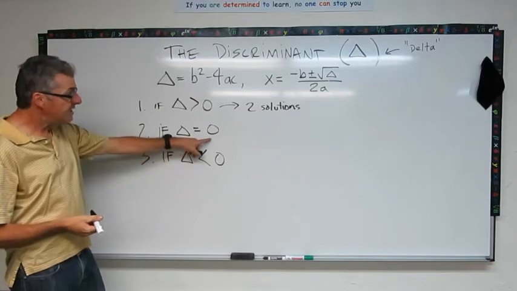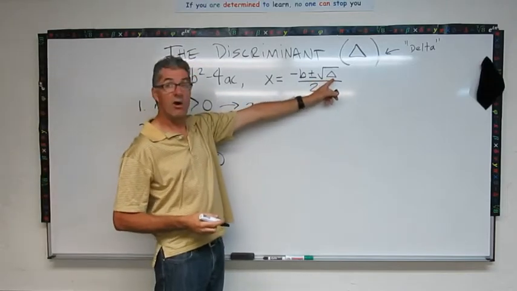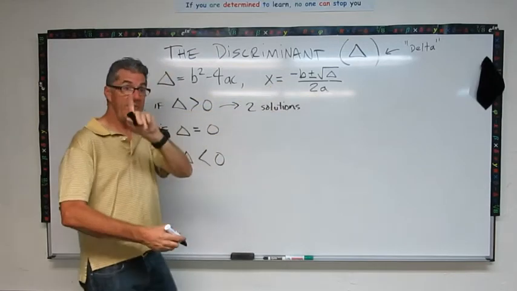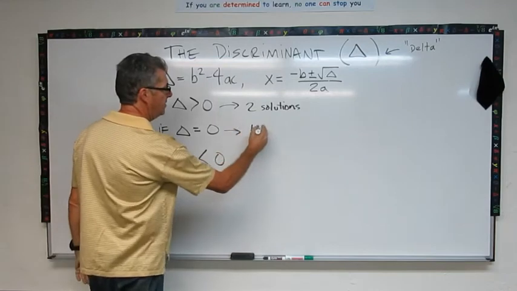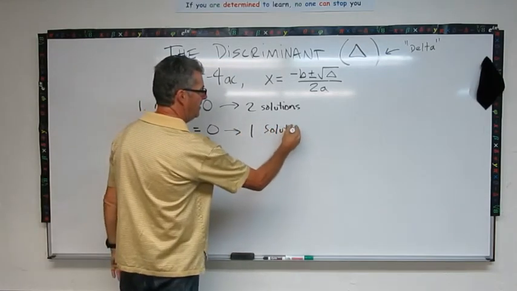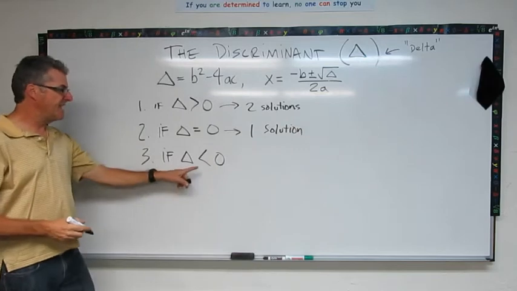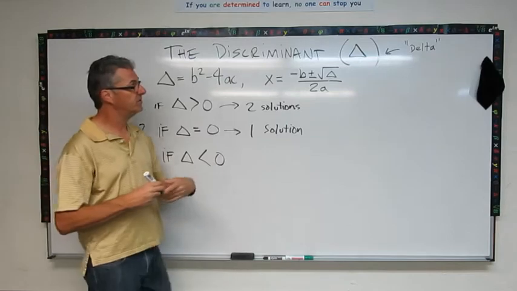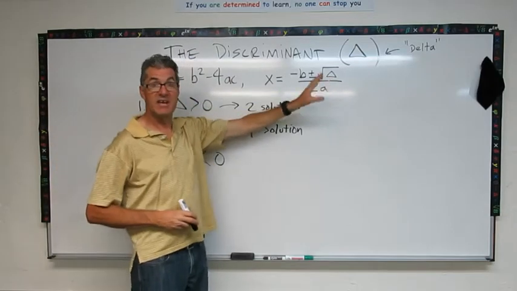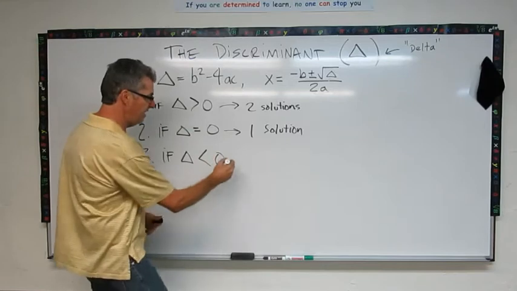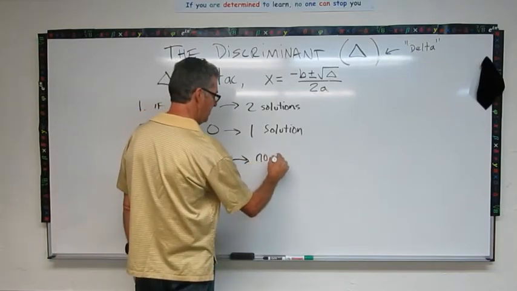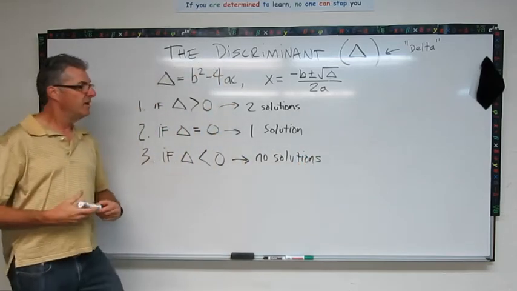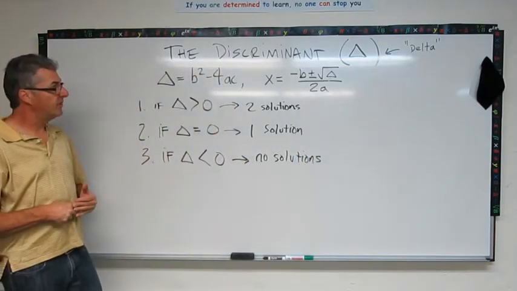Now, if the discriminant equals 0, then this is going to go away. Square root of 0 is 0, so it's just going to be minus b over 2a. So you're going to have one solution. Finally, if the discriminant is less than 0 or negative, we do not take negative square roots. So if the discriminant, which is under here, is a negative number, we stop right there and we say no solutions. Okay? So those are the main things that you can learn from the discriminant.